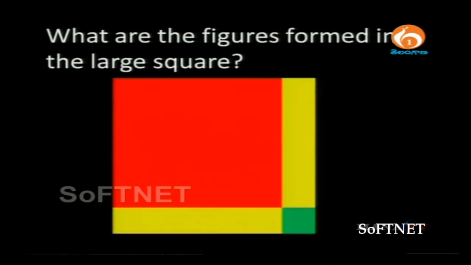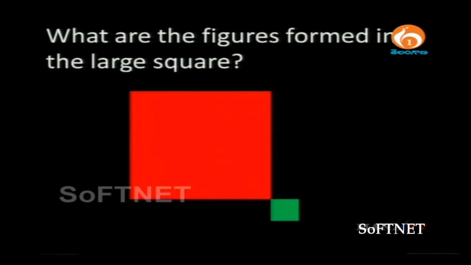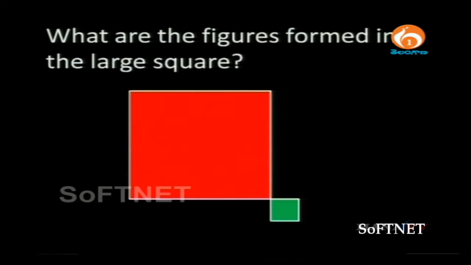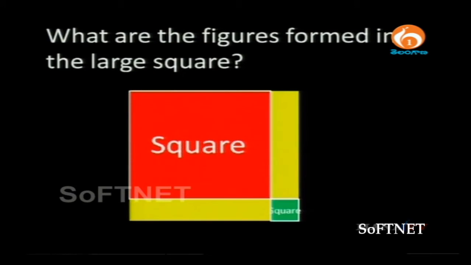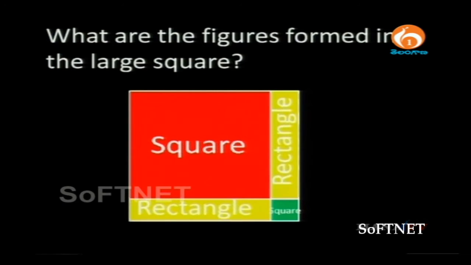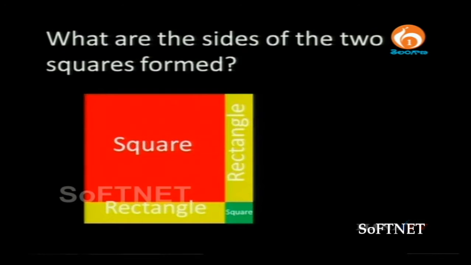Observe the screen. What are the figures formed in the large square? Here, two squares are formed and also two rectangles. Further, if you observe two squares and two rectangles, what are the sides of the two squares formed? They are one square of side 10 centimeter and the other square is of side 2 centimeter.